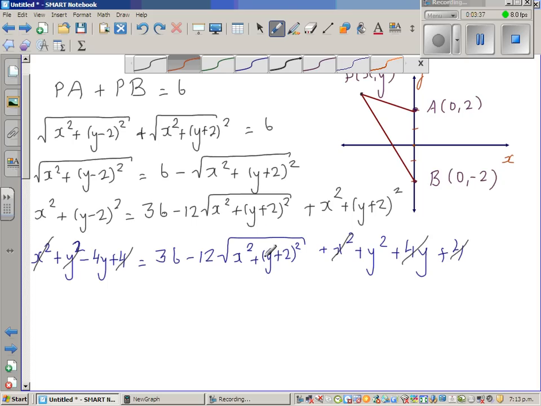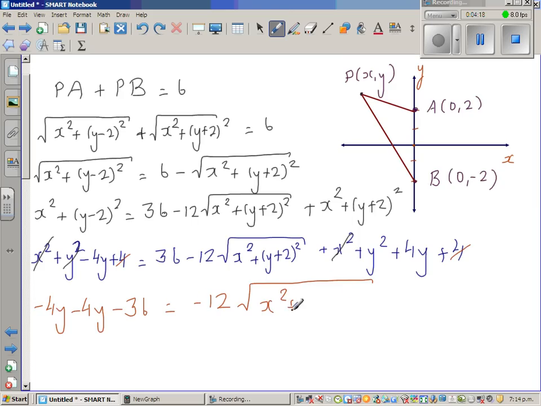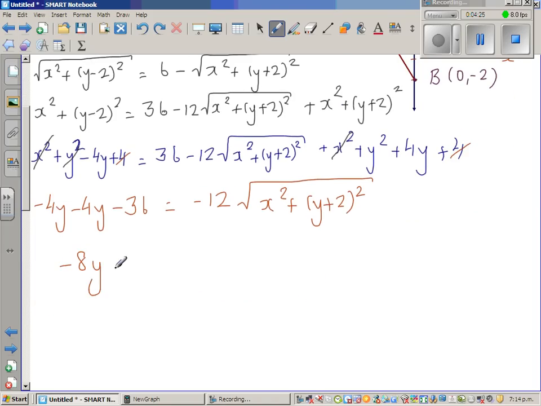So let us keep this on this side and bring the other to the left-hand side. So this is minus 4y. Oops, I did something wrong here. I hope you can see what mistake I made. The plus 4 and plus 4 will get cancelled, but 4y will not get cancelled because this is plus 4y and the other is minus 4y. So this is minus 4y minus 4y minus 36 is equal to minus 12 times the square root of x squared plus (y plus 2) squared. So this becomes minus 8y minus 36 is equal to minus 12 times the root.